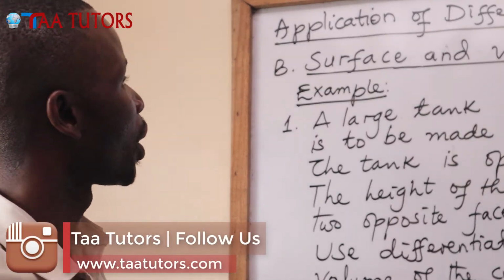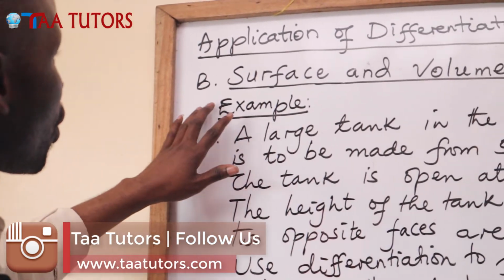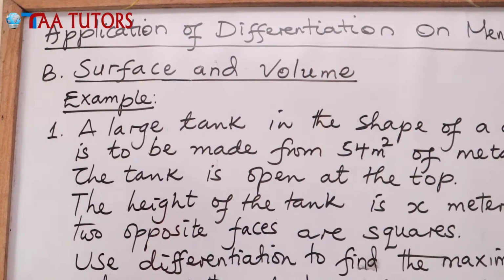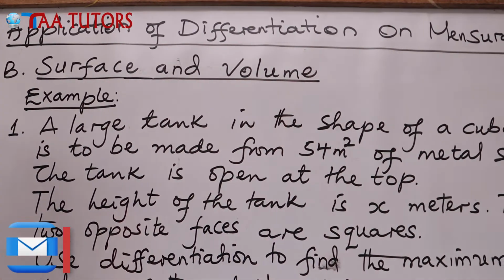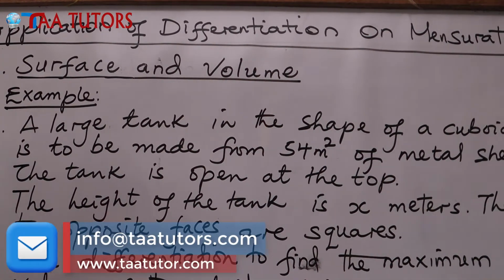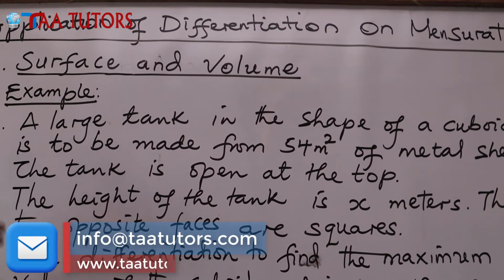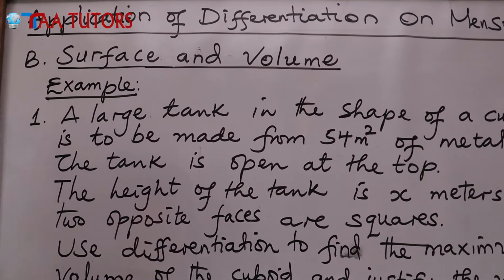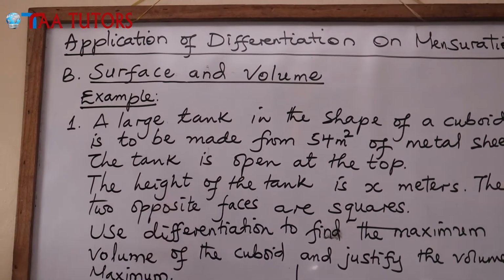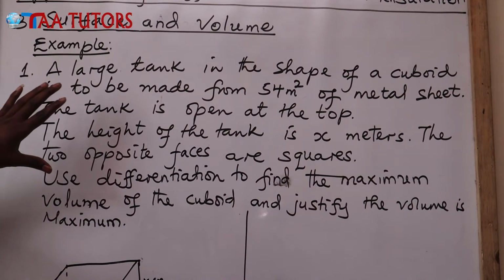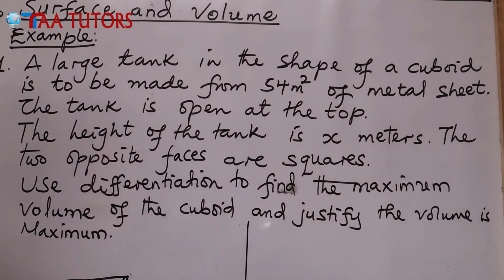Now we want to look at application of differentiation on surface area and volume, and previously we have looked at the applications of differentiation on perimeter and area. So we want to go to part B, which is looking at surface area and volume. And here we have a question 1, example 1, which is saying a large tank is in the shape of a cuboid.